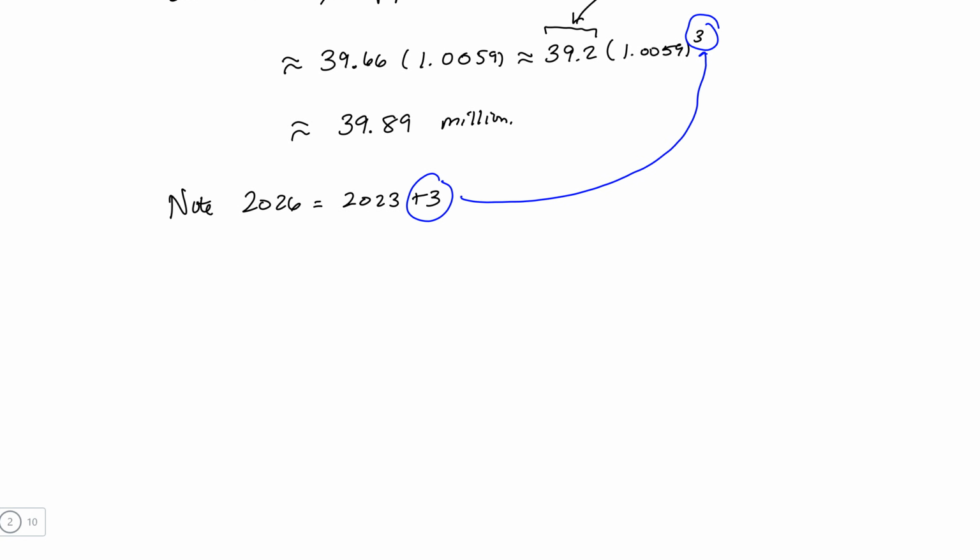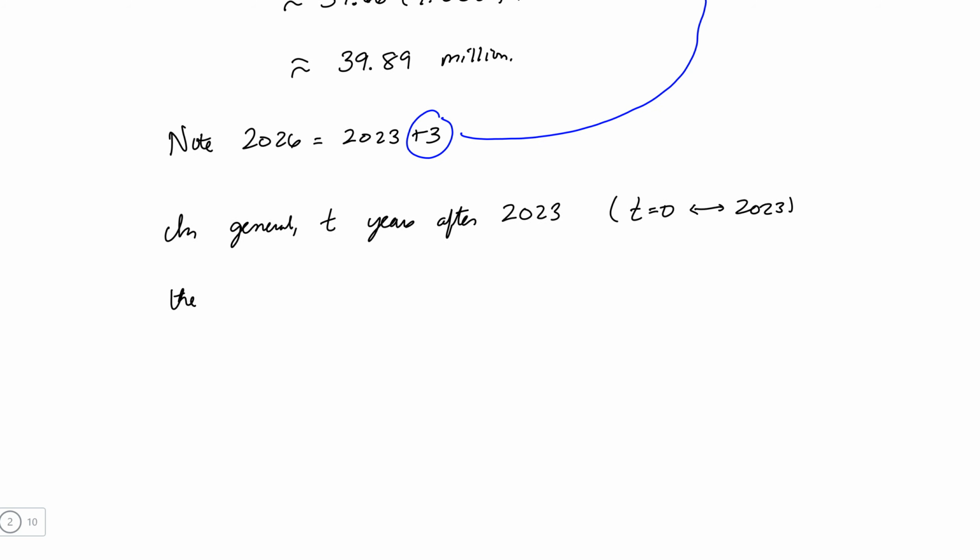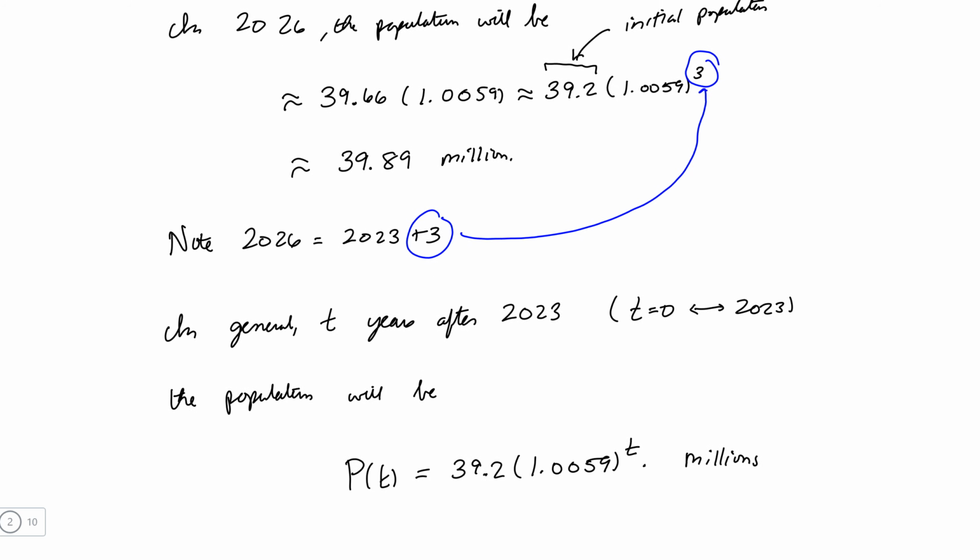So if we want the population, we can say in general, t years after 2023, right? So t equals 0 corresponds to 2023. The population will be, say, P of t, which is going to be 39.2 times 1.0059 raised to the t. And this is in millions. Okay, so this fits our pattern above.